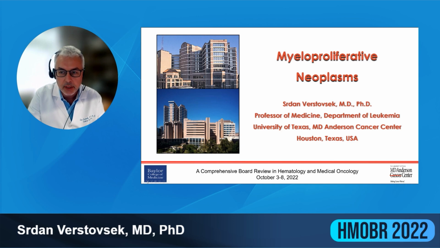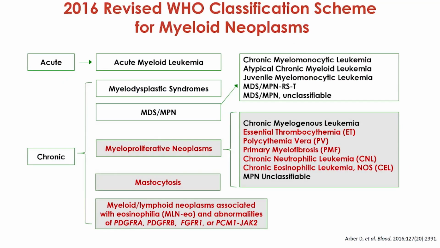Today, I'm going to talk about myeloproliferative neoplasms. And there are many different types of myeloproliferative neoplasms. This is a schema from 2016, a revised WHO classification of myeloid neoplasms. And I'm going to talk about what is in the red color.